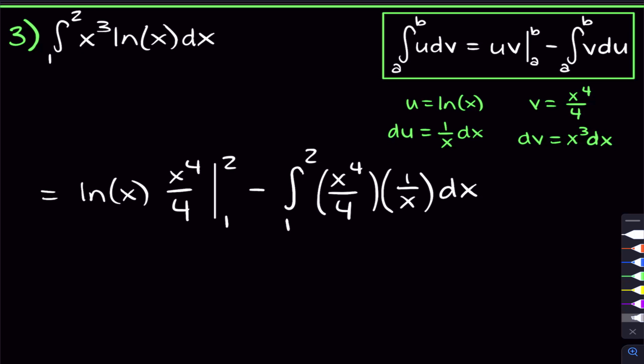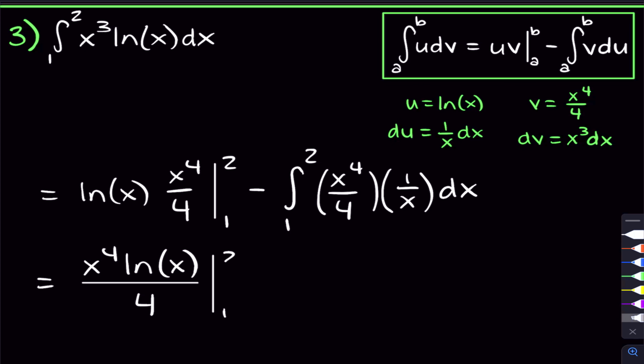Now this looks pretty messy, so let's clean it up a little bit. I'm not going to do this evaluation yet. I'll wait till we have everything integrated so we can do the evaluation all at once. And I'm going to write this thing a little bit nicer as x to the 4th times natural log of x over 4, and that'll be evaluated from 1 to 2. And then I have minus the integral from 1 to 2 of, well, I know that this x will cancel with one of the x's in the numerator, so I'll be left with an x cubed. And so I'll get x cubed over 4 dx.